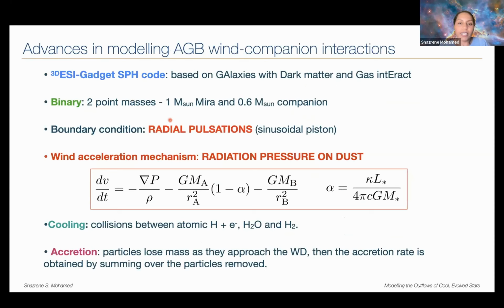So we do what was done with a lot of the 1D models. We have a radial pulsation, a sinusoidal piston. To do the radial pulsations, we get the shocks. And then here, instead of having this alpha equal to 1, we actually try and calculate the radiation pressure on the dust. The way we do this for the carbon-rich case, we use the moment method to calculate the opacity. And for the oxygen-rich case, we use dust tables. We include cooling and accretion as well in the models.